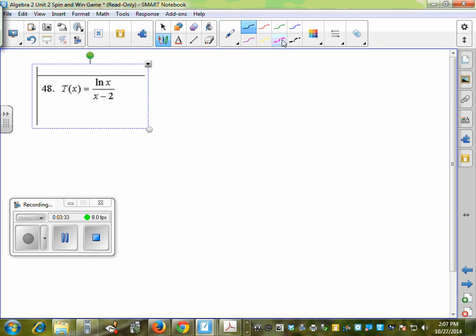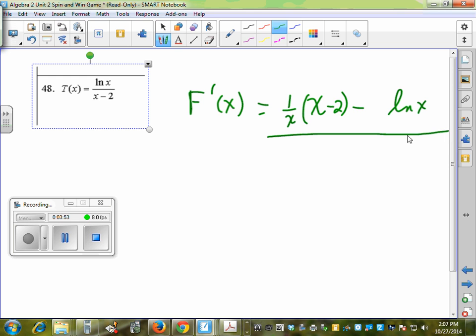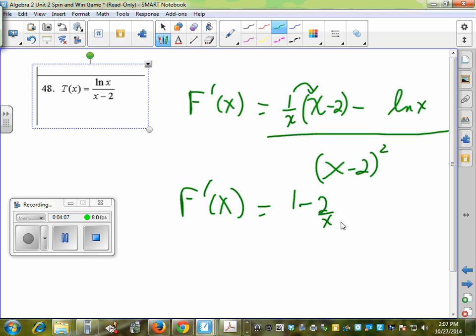This one, we've got quotient rule. I feel a song coming on. Sing with me. Low, D high. What's D high? You're right, it's 1 over x. Minus high, D low. Square the bottom, and away we go. We'll distribute the top. That will be 1 minus 2 over x minus natural logarithm x, over (x - 2) squared.